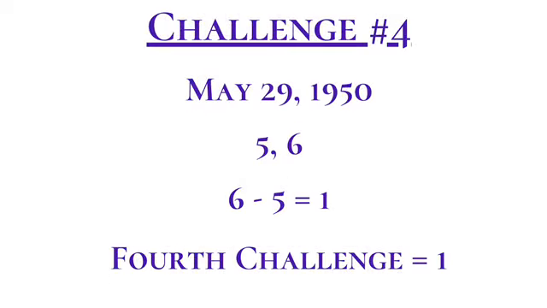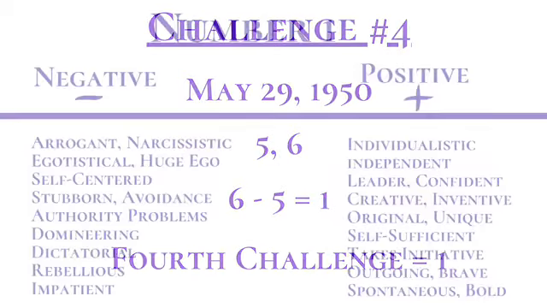For the fourth and final challenge, you're going to take the digits of your month and year of birth, which is a 5 and a 6 in this example, and subtract the smaller from the larger to find the fourth and last challenge. So in this example, 6 take away 5 is equal to 1. This person's fourth challenge is a number 1.